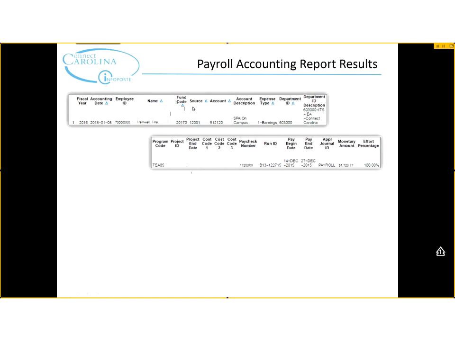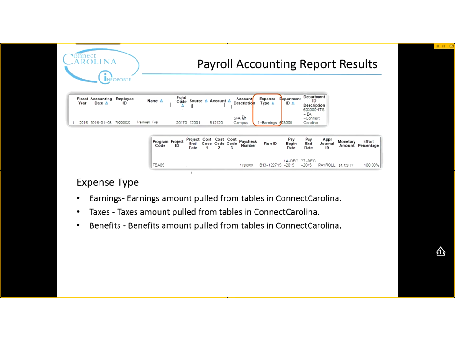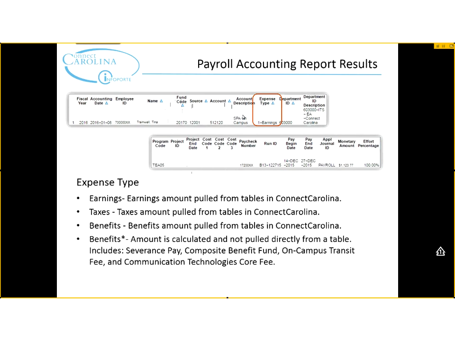So you'll see the name, you'll see the chart field string, starting with the fund code, source account. We do have an account description there for you. Here's where you'll see the expense type. Remember, we mentioned you will see earnings, taxes, benefits, or benefits star. The first three are pulled directly from the table, but benefit star is a calculation. Again, if you're trying to take notes or anything, this is in the step-by-step guide, so you don't need to.